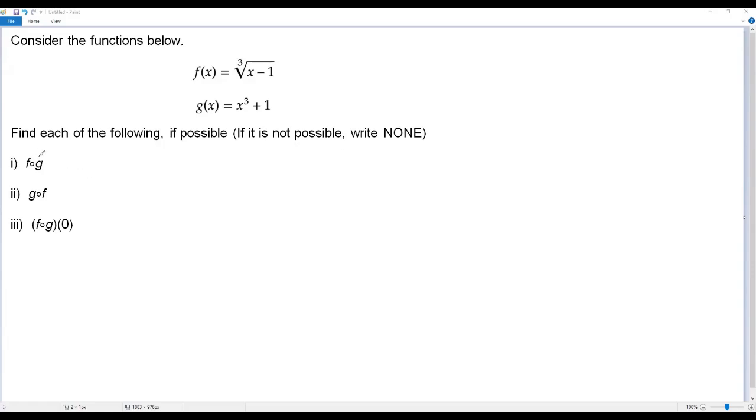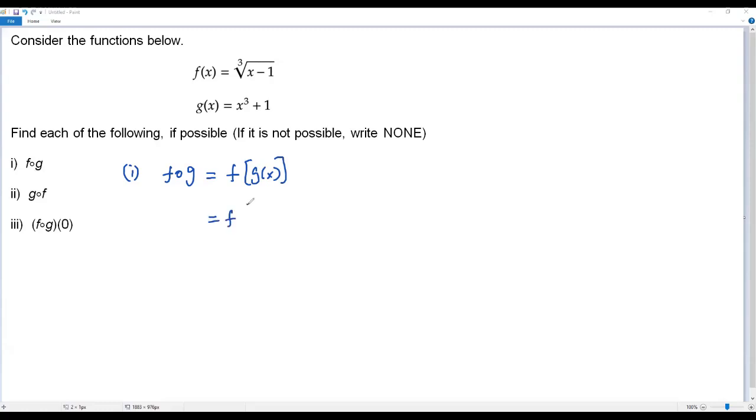Okay, the first question is f ∘ g. The symbol between f and g is the function composition symbol. So we have to find the composition of two functions f and g. Now let's answer the first question. For this one, we have the formula f of g of x.